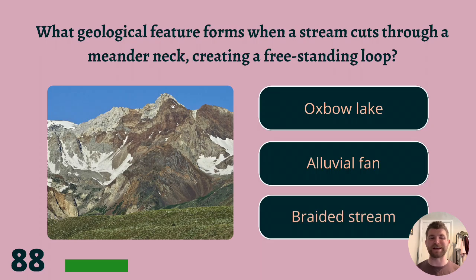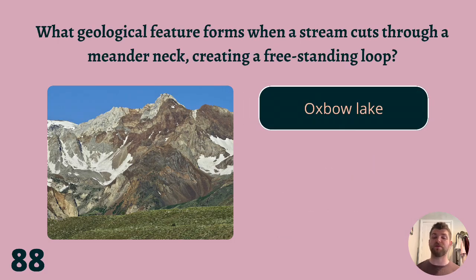Here's question 88. What geological feature forms when a stream cuts through a meander neck, creating a freestanding loop? Oxbow Lake, alluvial fan, or braided stream? The answer we're looking for is Oxbow Lake.